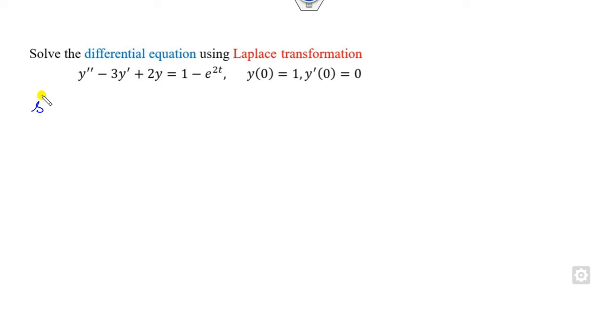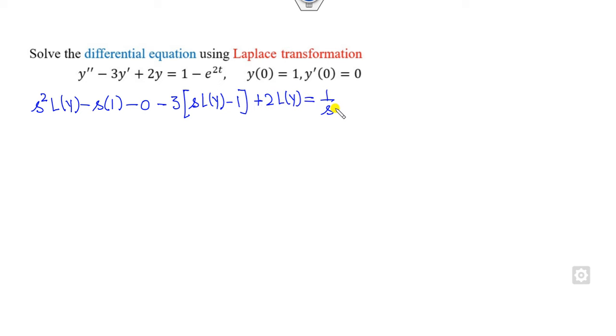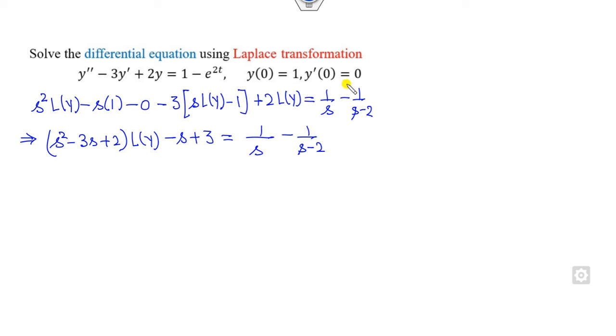Okay, look at this another one. Again I can apply the Laplace transformation. s y of 0 is 1, y dash 0 is 0, minus 3 s minus 1 plus 2. What is that? It's 1 over s, it is 1 over s minus 2. So I can factorize them. It's 3 this plus 2, that's the coefficient of Ly. It's minus s plus 3, which is 1 over s minus 1 over s minus 2. So I can find the value of Ly from here.